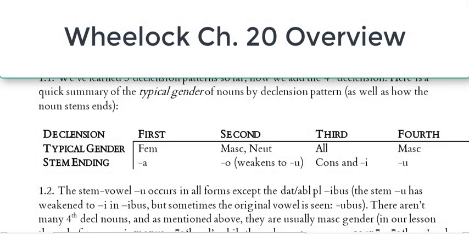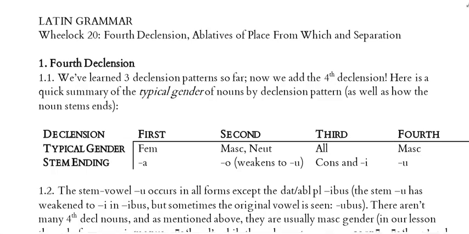So let's take a look at Wheelock chapter 20. We're going to look at fourth declension nouns and then a couple of ablative case uses. So let's start with fourth declension. We have learned three declension patterns already. And so here we are introduced to the fourth one, known as the fourth declension.